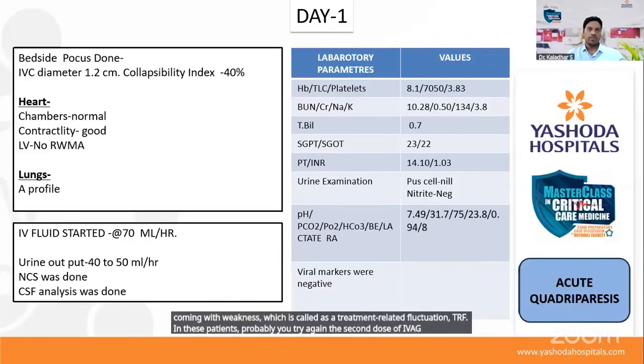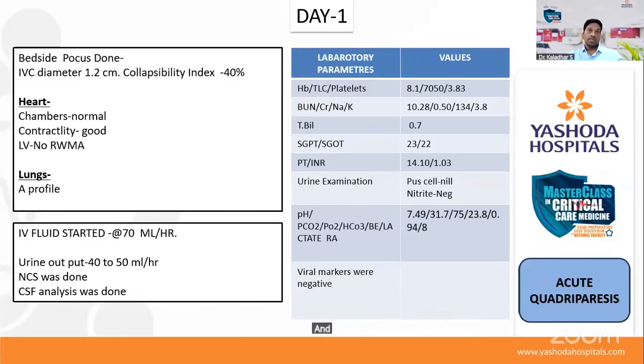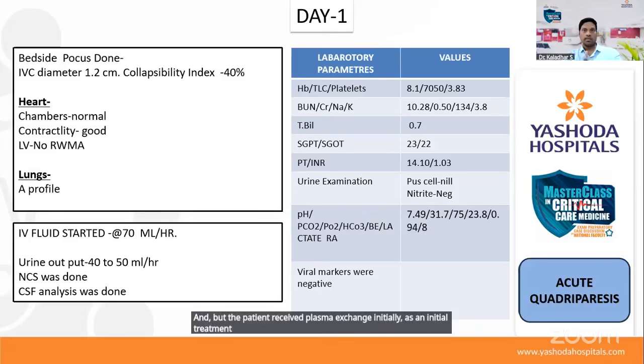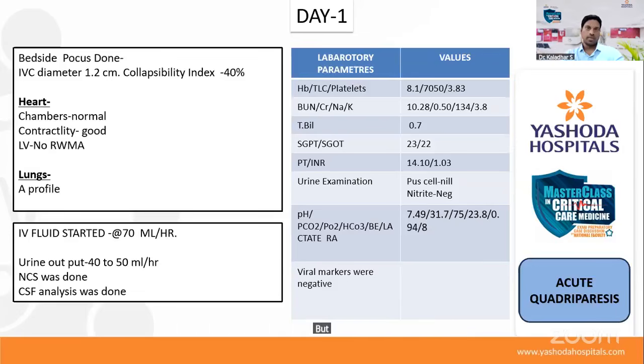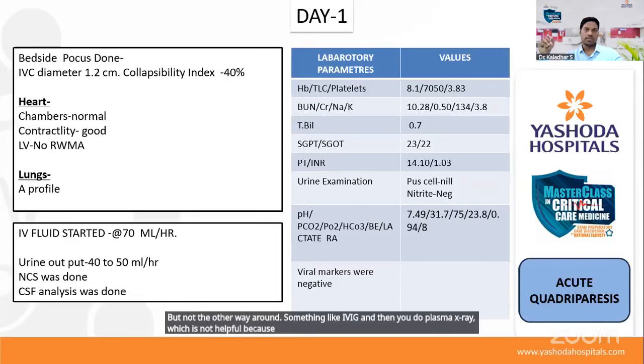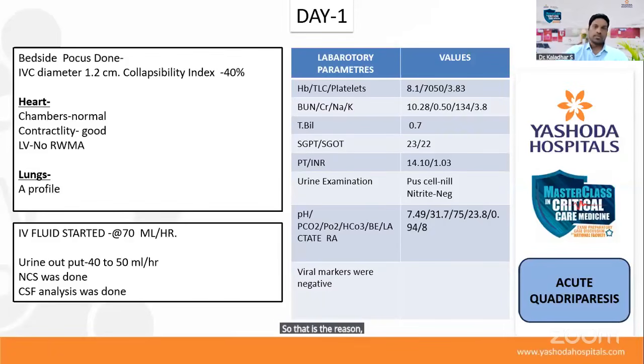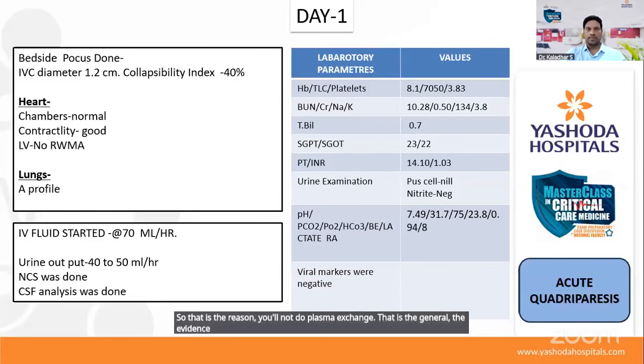But in the initial period, if not improving, you still wait. If the patient received plasma exchange initially as the treatment of choice and is not showing improvement, probably IVIG can be tried in the second instance. But not the other way around, like IVIG and then plasma exchange, which is not helpful because the IVIG efficacy, whatever is going to be there for some time, will be negated. That is the reason you will not do plasma exchange. That is what the evidence guidelines say.